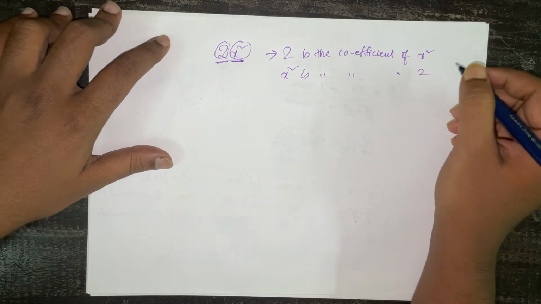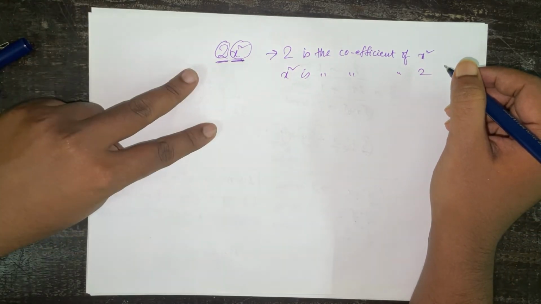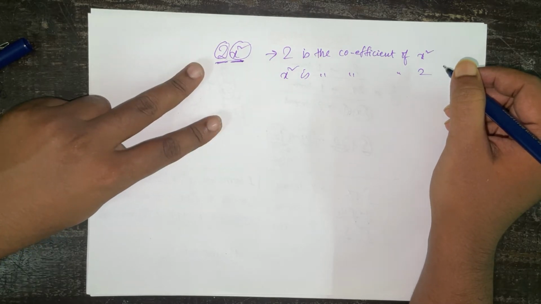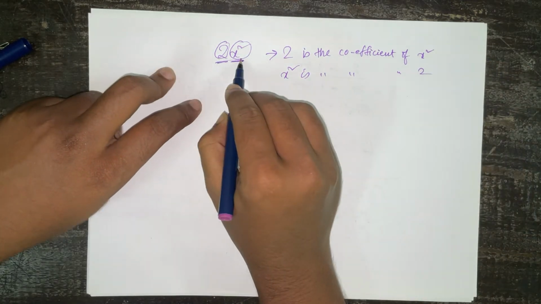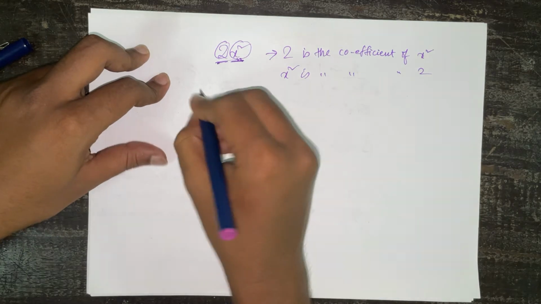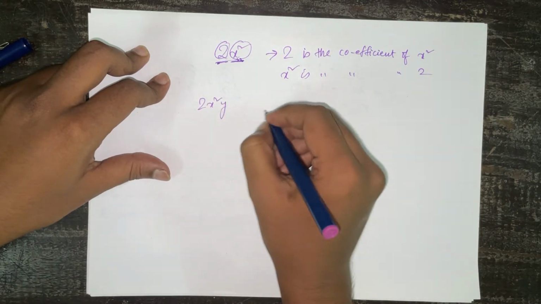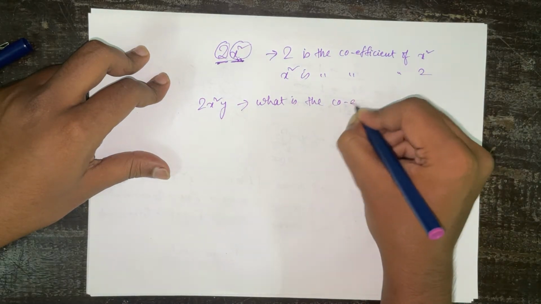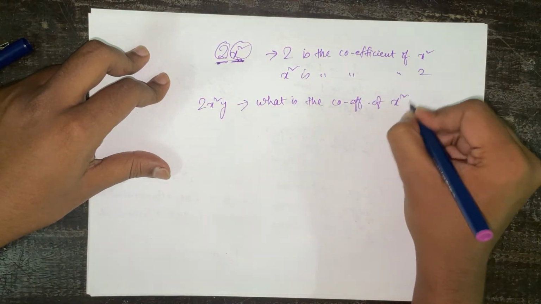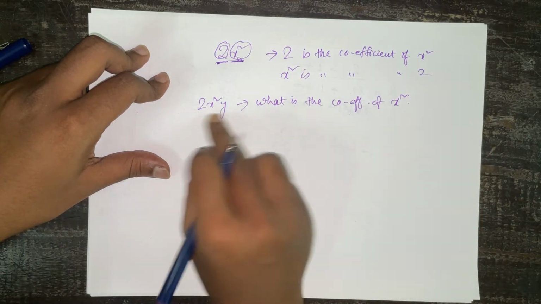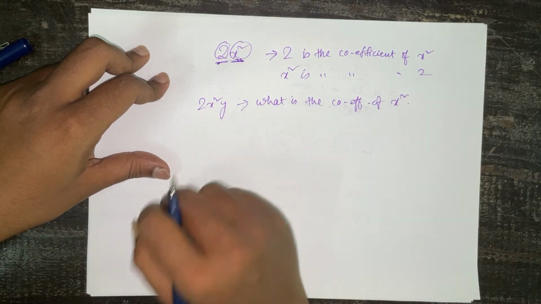It's like, who are the friends? If I ask you, there are two friends, friend A and friend B, then A is the friend of B and B is the friend of A. So in the same way, in 2x square, 2 is the coefficient of x square and x square is the coefficient of 2. Now if I write 2x square y and I ask you, what is the coefficient of x square? Meaning other than x square, what are the different terms we have here? What are the different values that we have here?